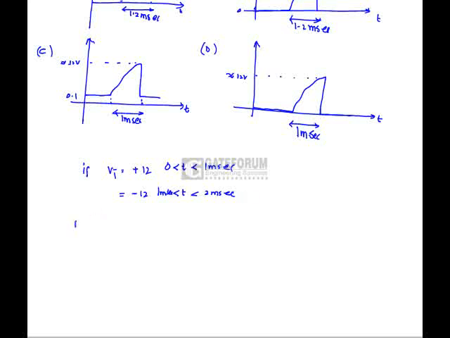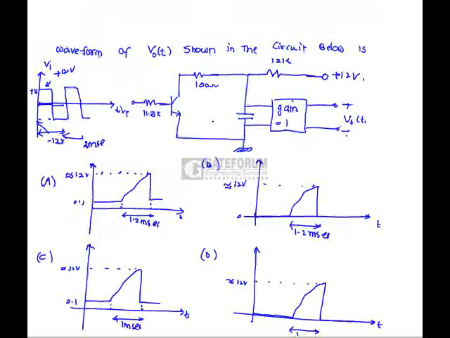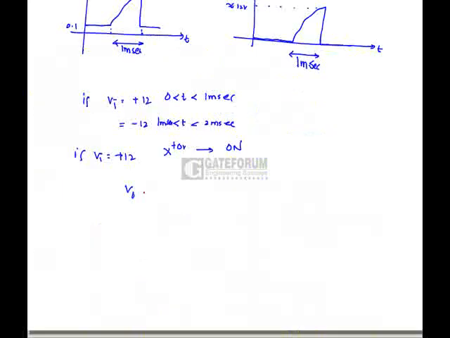So, if Vi equals plus 12, the transistor is going to turn on. So the transistor is in the on situation. This is 0.1 microfarad. So V naught is nothing but the voltage across the capacitor. In the steady state position, the capacitor acts as an open circuit.